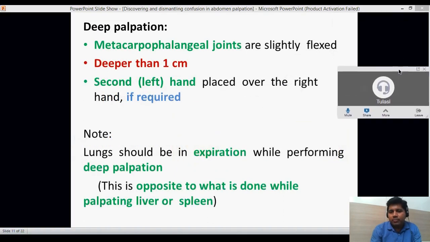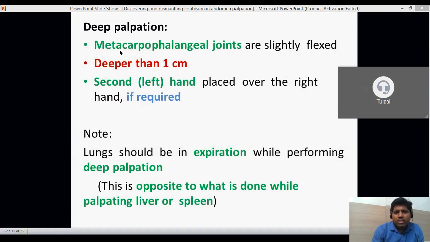Regarding deep palpation, if you look, these are the words which are commonly heard. What you need to do in deep palpation is keep the metacarpophalangeal joints slightly flexed. Of course it has to be, because you need to reach the abdomen for more than 1 centimeter now, and you can't poke the person's abdomen by keeping the hand straight. So you keep the hand placed over the abdomen with the whole flat of the hand, and you flex your hand at the metacarpophalangeal joints so that the depth can be more than 1 centimeter, and you call that deep palpation.